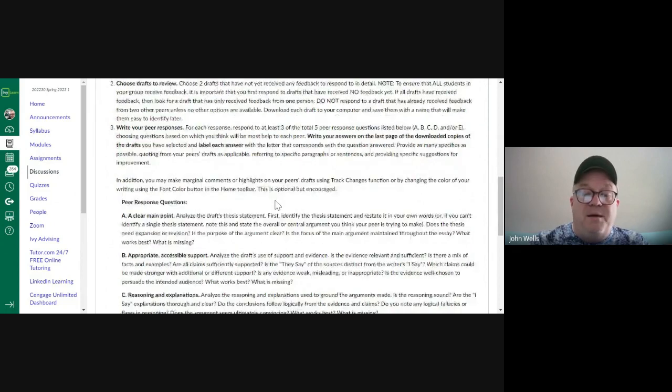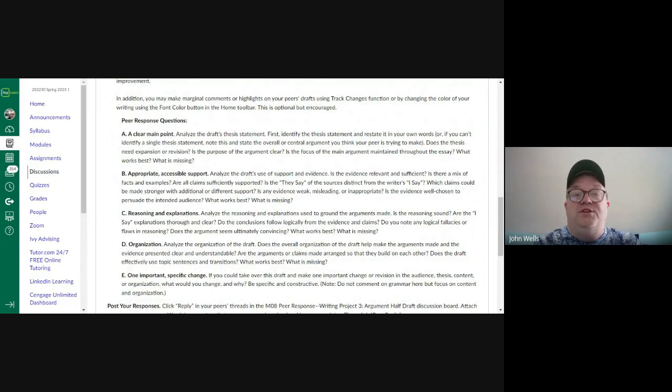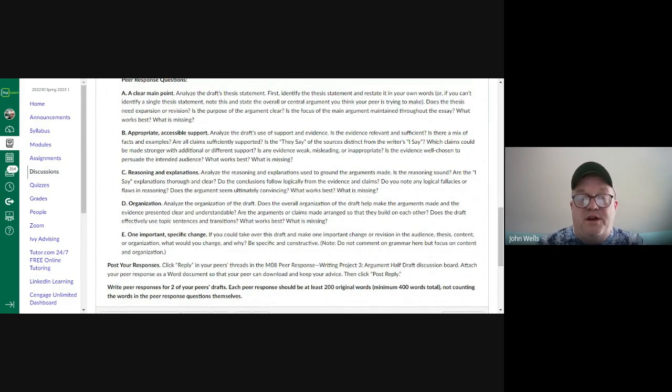Okay. And then when you come down to those two, you're going to read them. I really suggest that you read first before you make any kind of comments, and then come back and look at these five points here. So do they make a clear point? Do they very clearly say this is the position and this is why? Do they really make that clear? Appropriate accessible support: the evidence that was provided. Does it really back up that claim? Does it really back up that position? The reasoning and the explanations: do they take that information and explain it? Do they give you the context and the meaning to help that material support their initial claim, which was their clear point made in the very beginning?